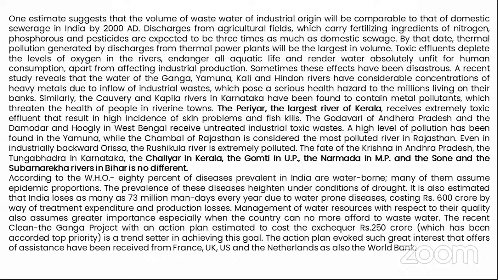Chaliyar is in Kerala, Gomti in UP, then Narmada in MP, and the Sone and the Subarnarekha rivers in Bihar is no different. Means these all are polluted. That is what it meant to be said. If you read your paragraph really well, see, now we have a hint. We are talking about Gomti, we are talking about Periyar. Now we have to quickly jump to that passage. That is what we have done.